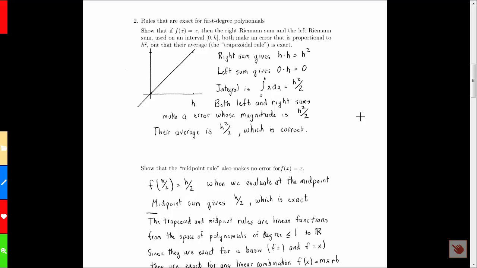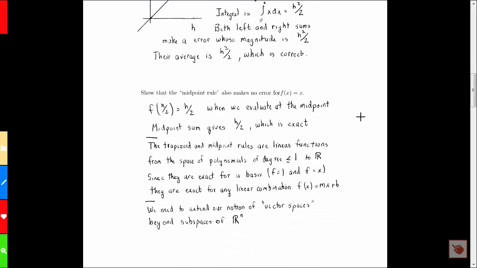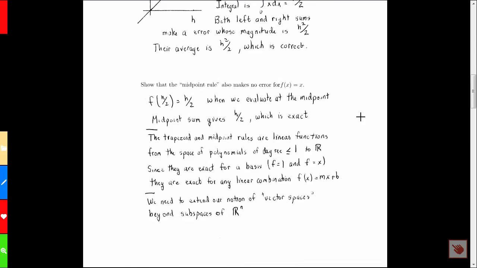Of course, the exact value is the integral of x from 0 to h, which is h squared over 2. So both the left sum and the right sum are wrong. In each case the magnitude of the error is h squared over 2. However, if I take the numerical average of the right sum and the left sum, I get h squared over 2, which agrees with the exact answer. That is a simple case of the trapezoid rule, which is exact for first-degree polynomials. There's another rule that's exact for first-degree polynomials.